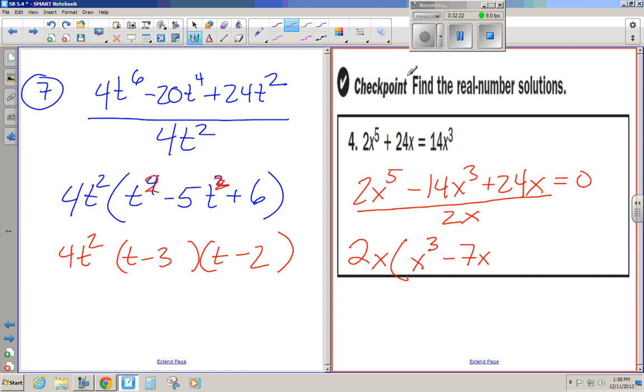I'm sorry, not an x cubed. x to the 4th, because 5 minus 1 is 4. 3 minus 1 is an x squared. And we have a plus 12 at the end. So, pretend that this is a squared and this is not here, and you should be able to factor it normally.